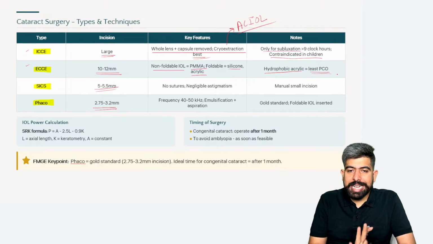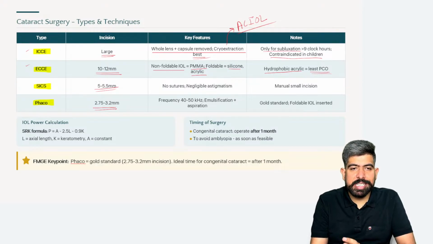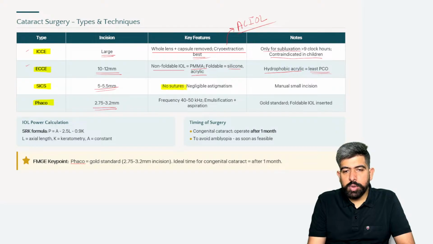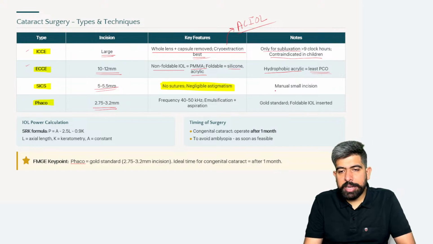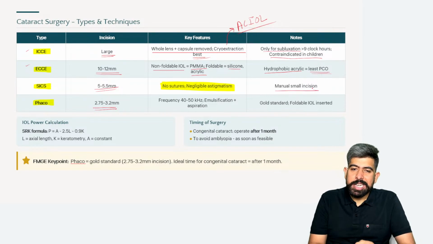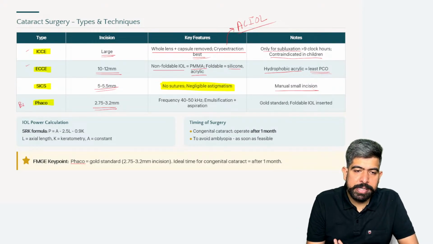Next, if we are talking about SICS, please remember the features of SICS. It is the best because there are no sutures, and please remember there is negligible astigmatism. But what is the main thing? The manual small incision should be given in this condition. Next, the best one, if I am talking about nowadays, which is the best?